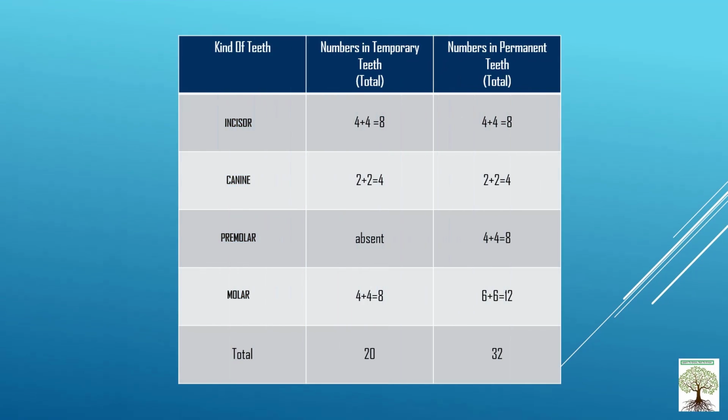Now let's see the total number. So incisors total 8 in temporary, total 8 in permanent. Canine total 4 in temporary, total 4 in permanent teeth. Premolars are absent in temporary. Premolars total 8 in permanent teeth. Molars total 8 in temporary and total 12 in permanent teeth. So the total number of a full complete set of temporary teeth is 20 and a complete set of permanent teeth is 32.